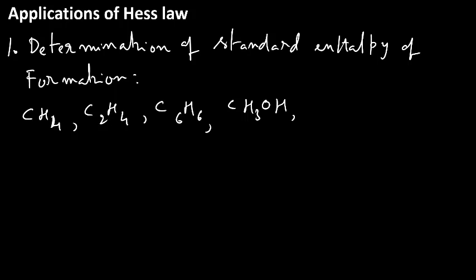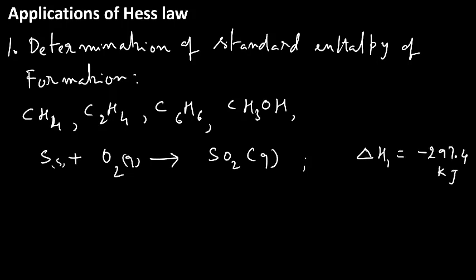Let us illustrate this with one example. Sulfur plus oxygen gives sulfur dioxide gas. This is gas and of course sulfur is solid. Therefore, here delta H1 is equal to minus 297.4 kilojoule. On the other hand, this delta H is referred to as enthalpy of reaction or enthalpy of formation also. This enthalpy of reaction is also referred to as enthalpy of combustion. It is also referred to as enthalpy of formation because sulfur dioxide is obtained directly by combining elements.